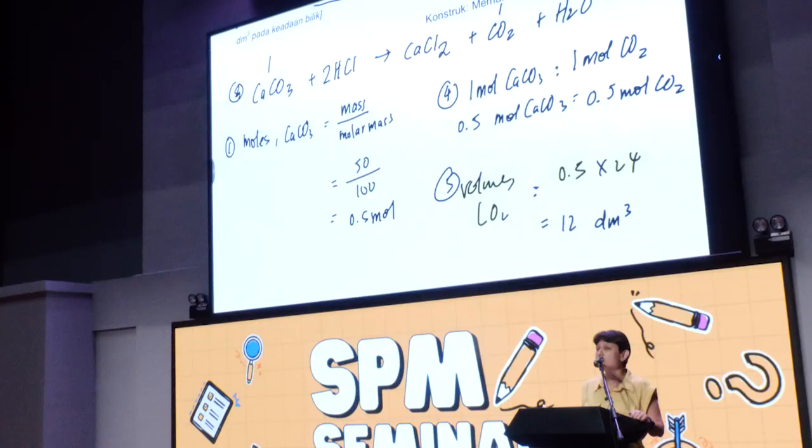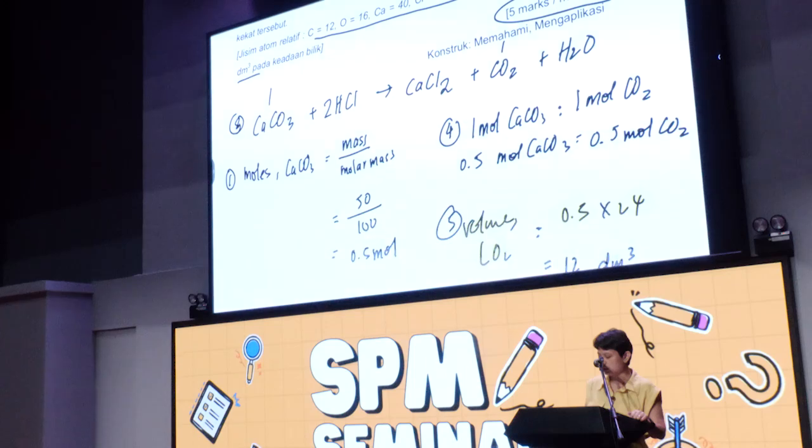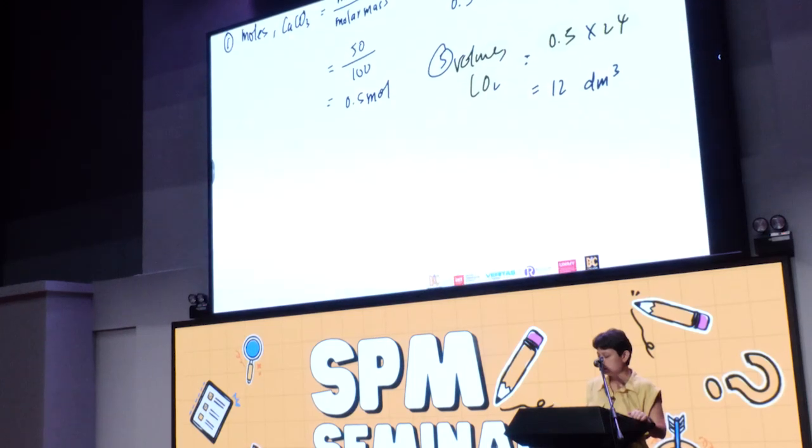Okay, so this one, the volume of carbon dioxide is the number of moles times the molar volume. Okay, molar volume is 24. Must memorise or not? No need, it's given in the question. They give you what? 24 decimeter cube. Okay, there must be a unit. Alright, don't forget your unit. Must have a unit.